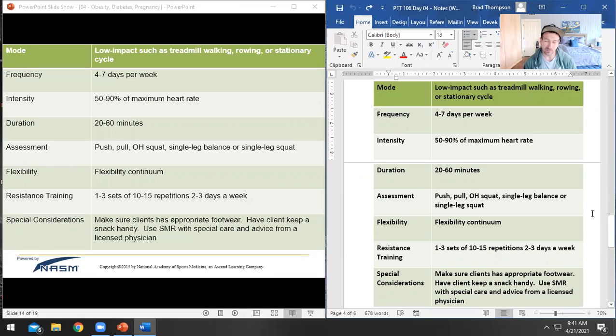So, mode, our type of exercise, right? Low impact activity, because we've got to be cautious about the feet. Walking, rowing, or stationary cycle. So this is going to be very similar to our obese clients.